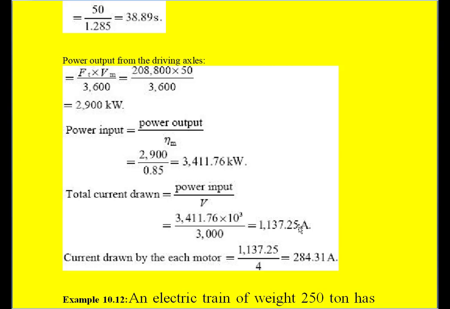The number of motors connected is 4. So this is the current of the 4 motors together. Now we want the current drawn by each motor, which is given by total current drawn from the supply divided by the number of motors connected across the supply. So we get 284.31 amperes.